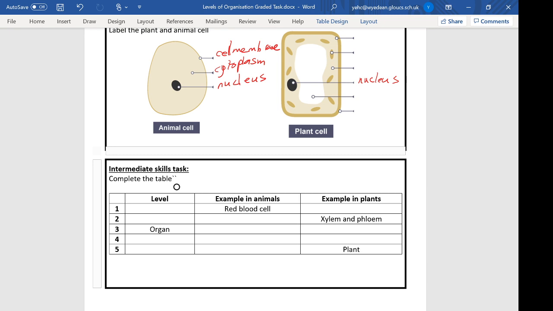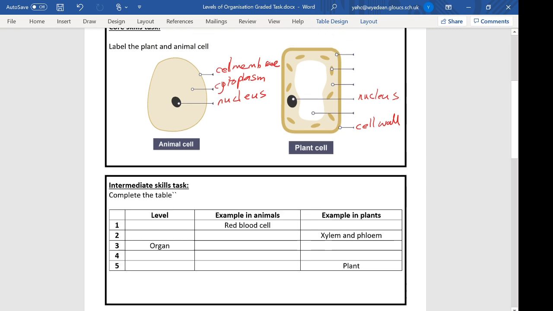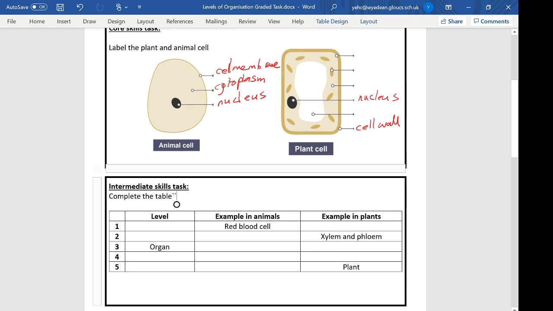The plant cell has another cell structure called an organelle that animals don't have. On the very outside is the cell wall, but they also do have a cell membrane just on the inside of the cell wall. So if you notice, this marker right here is pointing to just on the inside of the cell wall, and that is where the plant cell membrane is.